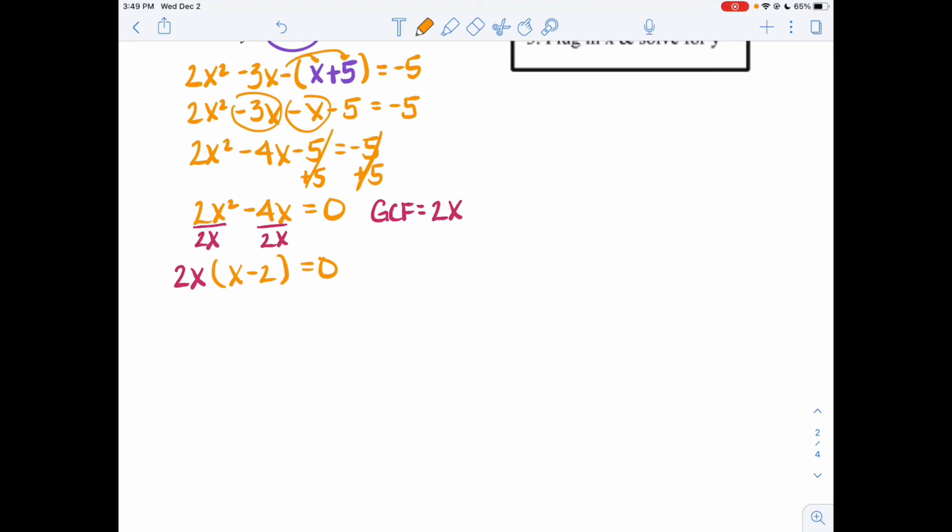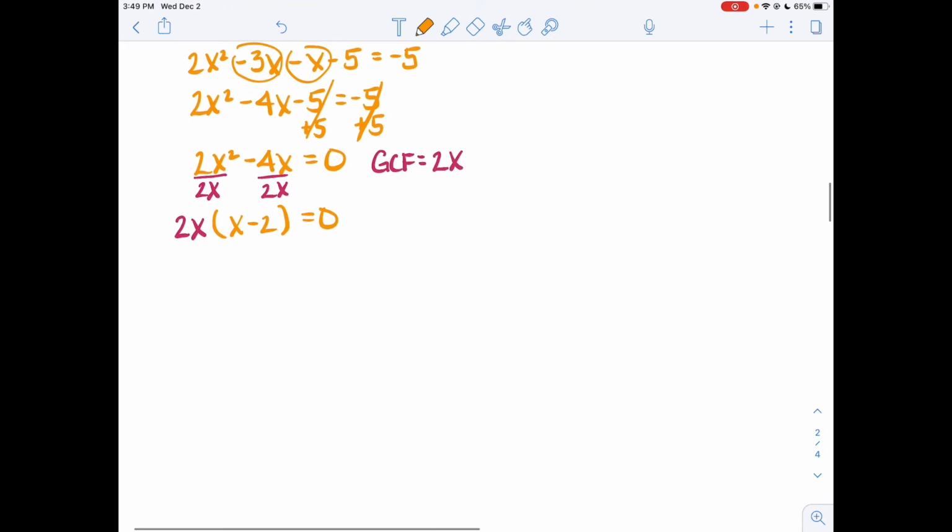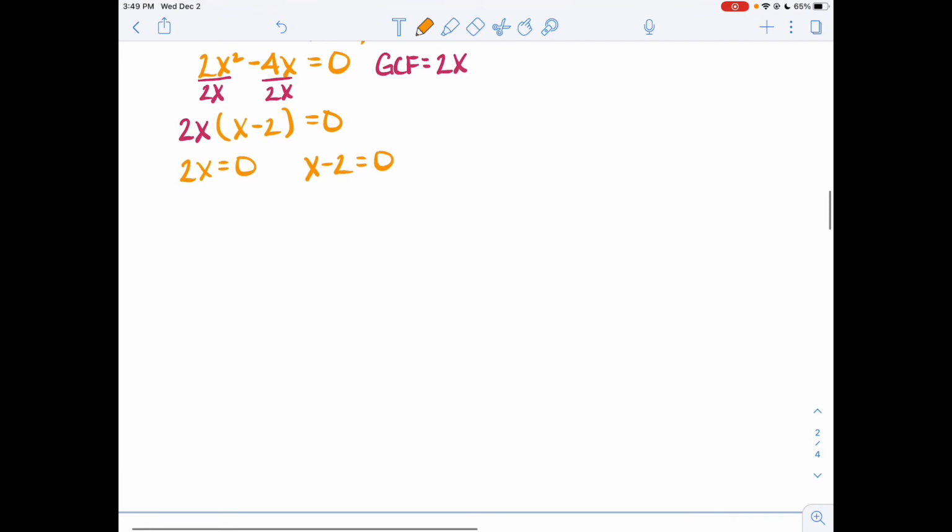So now I'll apply my zero product property. Remember that says that in order for two things that are multiplied together to equal 0, one of those two things has to be 0. So that means that either 2x is equal to 0, that would be one possibility for x, or x minus 2 is equal to 0. Let's take a look at the left equation first. In order to solve this, I need to divide both sides by 2, and that's going to leave me with x is equal to 0. On the second equation, I need to add 2 to both sides in order to solve, and that's going to leave me with x is equal to 2.